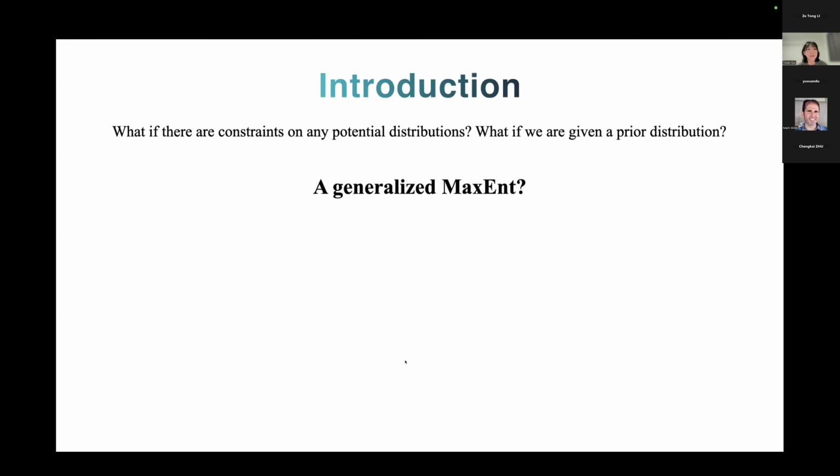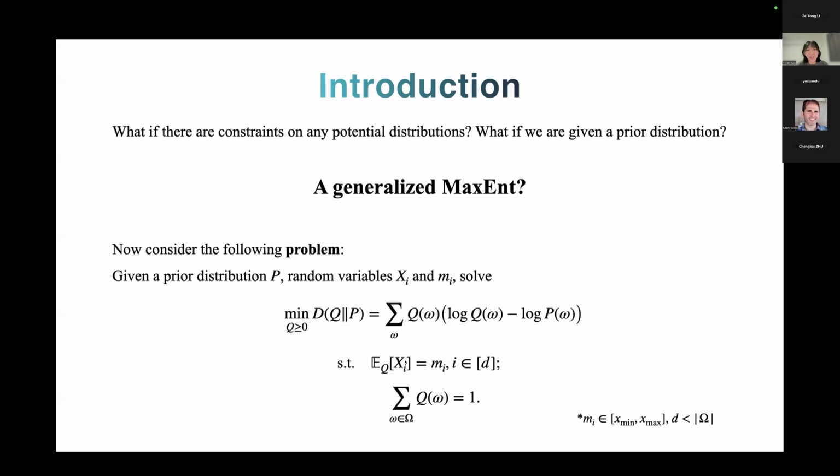But if we extend this scenario with a constraint, let's say we are given a prior distribution, then it brings us to the generalized maximal entropy, which is minimal relative entropy. Given the prior distribution P, some random variable x and constant m, we want to solve for the minimal relative entropy between Q and P, where Q is our target distribution, subject to the expectation value of x under Q equaling some constant observable data, and also making sure the distribution Q is valid.